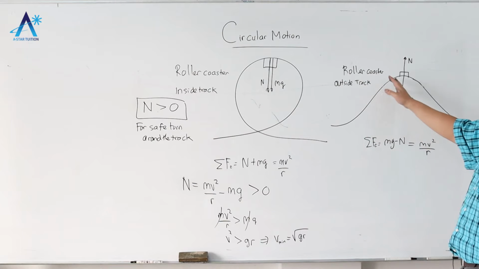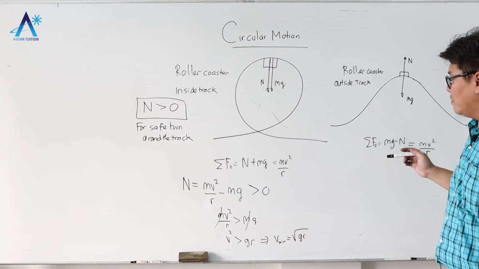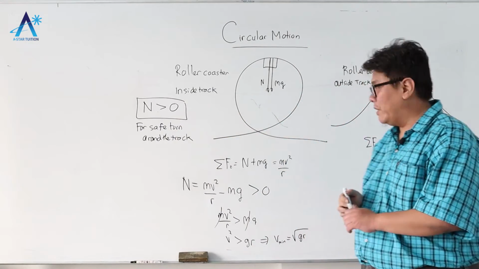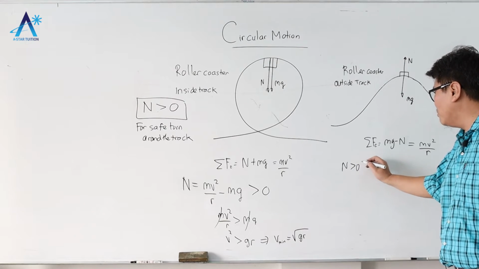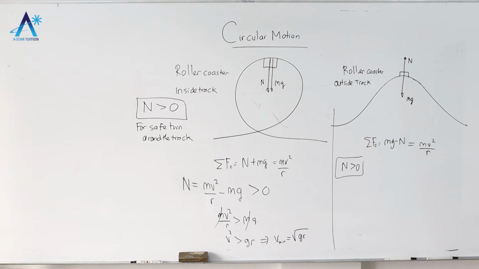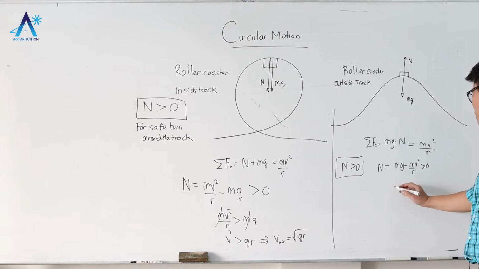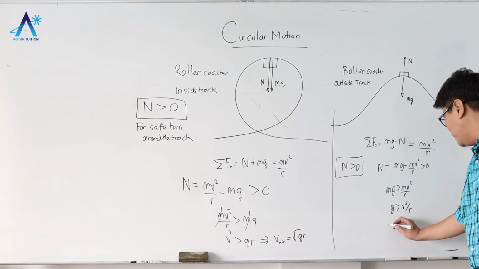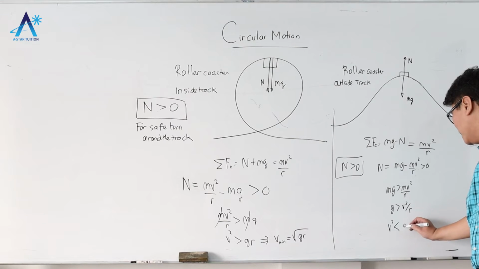Now what about the case of the roller coaster outside the track? Again, for a safe turn around the track at the maximum position here, the normal force must be greater than 0. So N again must be greater than 0. Now what is the equation for N in this case? In this case, mg minus N equals mv squared over r. So you can write down N as mg minus mv squared over r. And this must be greater than 0. So mg greater than mv squared over r. So g greater than v squared over r. Or in other words, v squared is less than gr.